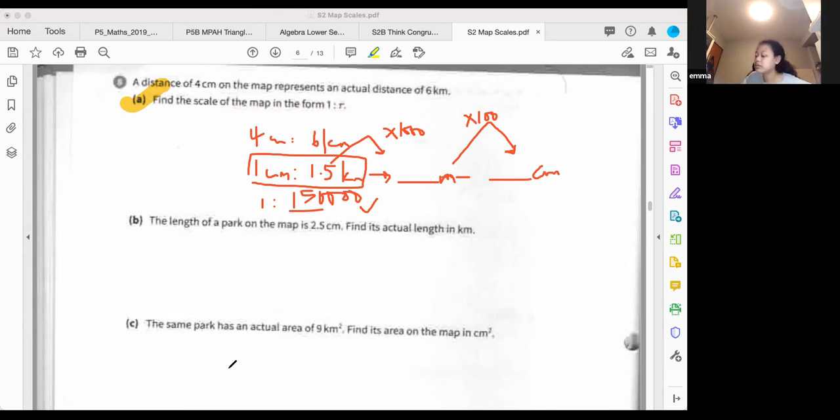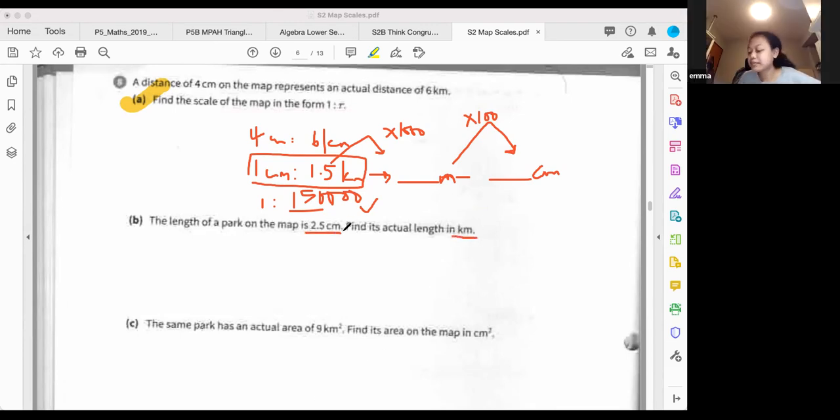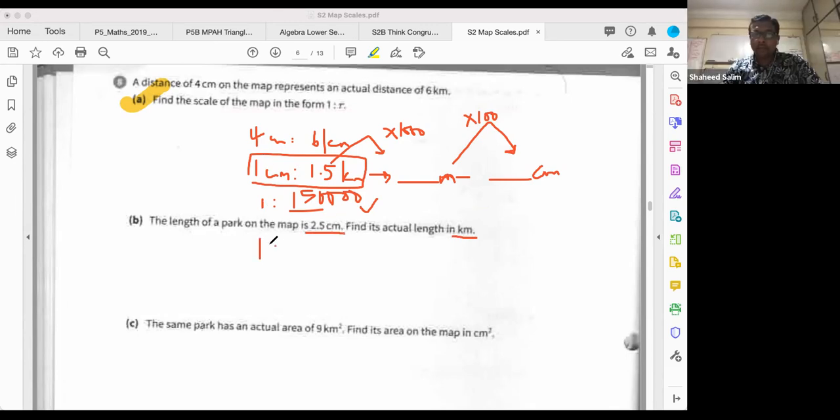$60,000. 60, okay, one by one. Okay, now this one is km, cm. You are going to use this one, right? Once you use this one, okay. Right? And now they're saying there's 2.5 cm here. So how many km is it?